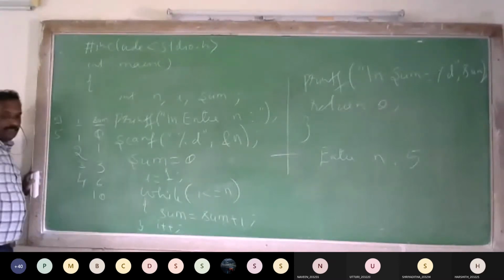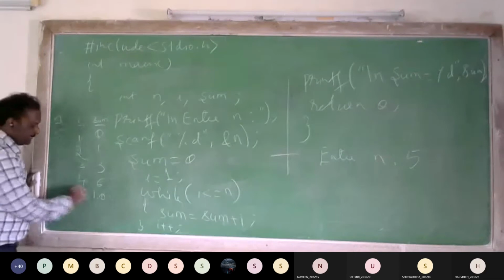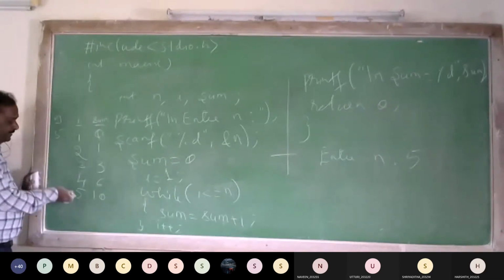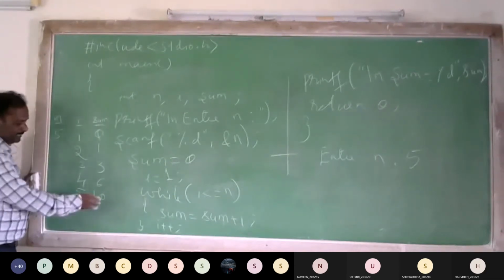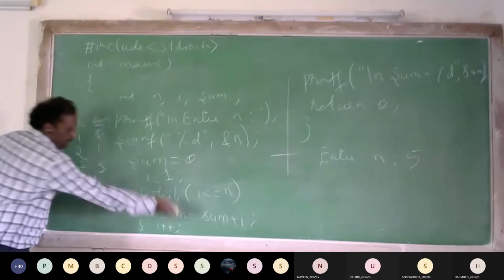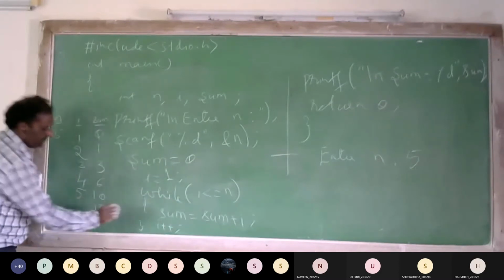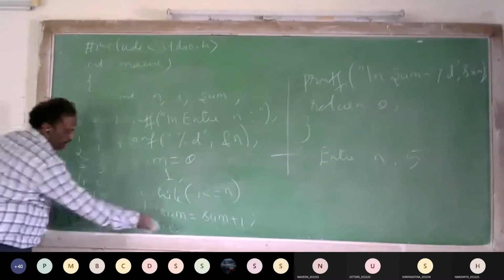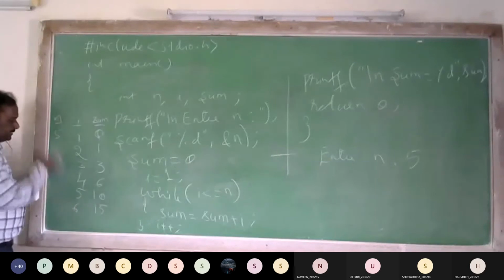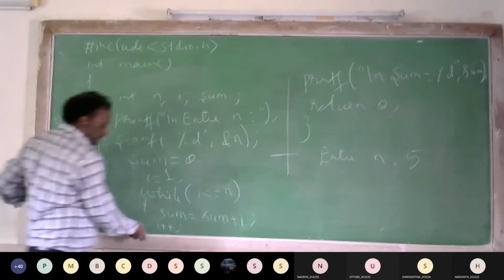True means sum is equal to sum plus i: 6 plus 4, 10. To get the next number, i plus plus, 5. 5 less than or equal to 5. Yes. Sum is equal to sum plus i: 10 plus 5, 15. i plus plus, 6. 6 less than or equal to 5. False. False means come outside.